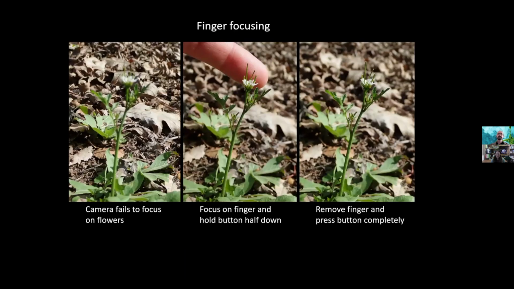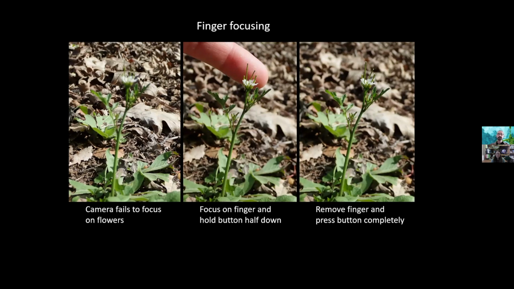One of the biggest issues I've had with focusing is using the auto mode on smaller, thinner plants. And in the example on the left side, it's trying to focus on the background where I want it to actually focus on the plant.